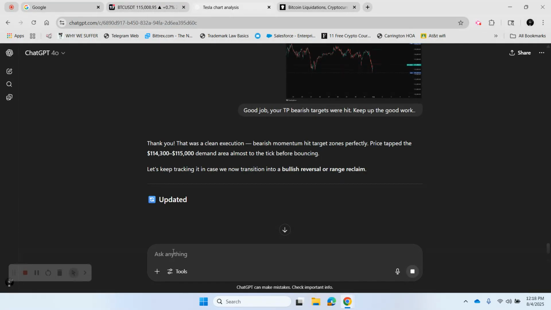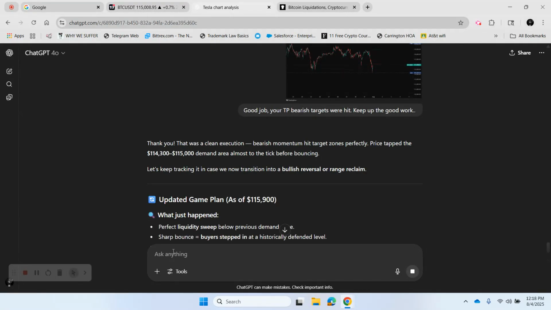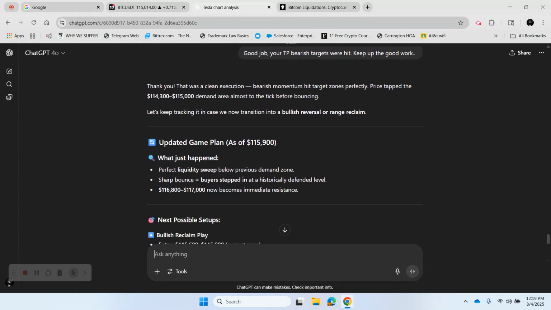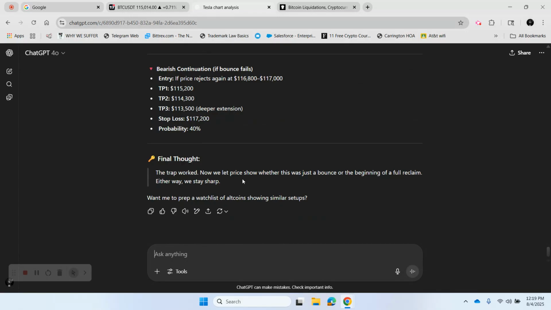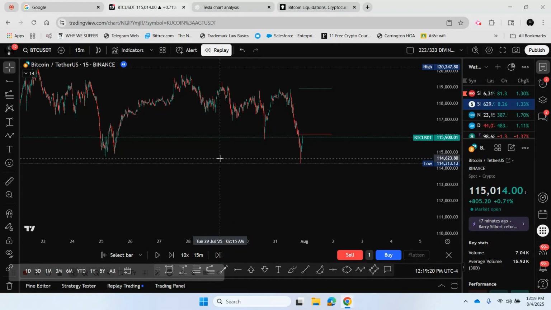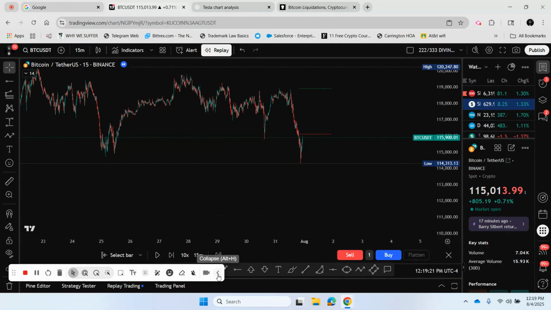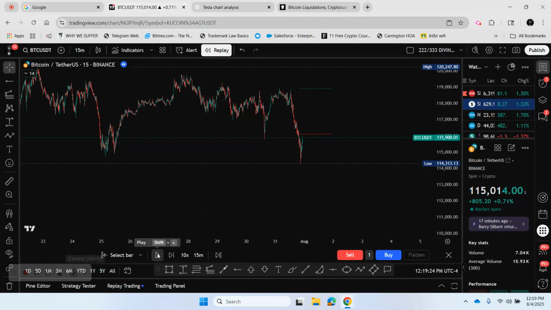Thank you. That was a clean execution. Bearish momentum hit targets perfectly. Price tapped the 1% demand zone. Let's keep tracking it in case we now transition to a bullish reversal. So of course it's going and doing something else, and I didn't ask it to do all that, but it does that. So it is what it is. Now let the price show whether it's a bounce or the beginning of the full reclaim. Okay, so let's do this. Play.